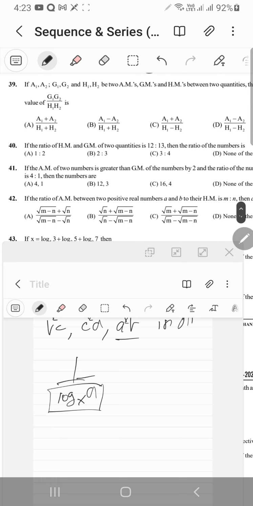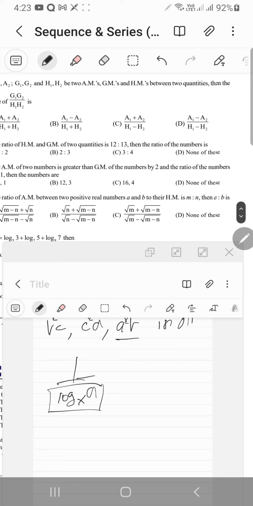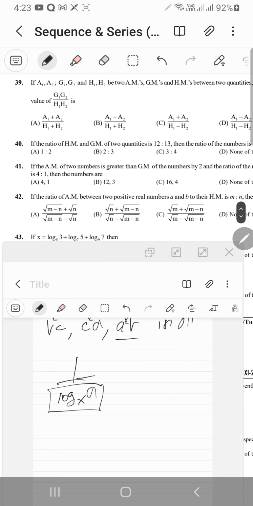Next, if A1, A2; G1, G2; and H1, H2 are two AMs, GMs and HMs between the quantities, then this value is equal to, okay, fine.